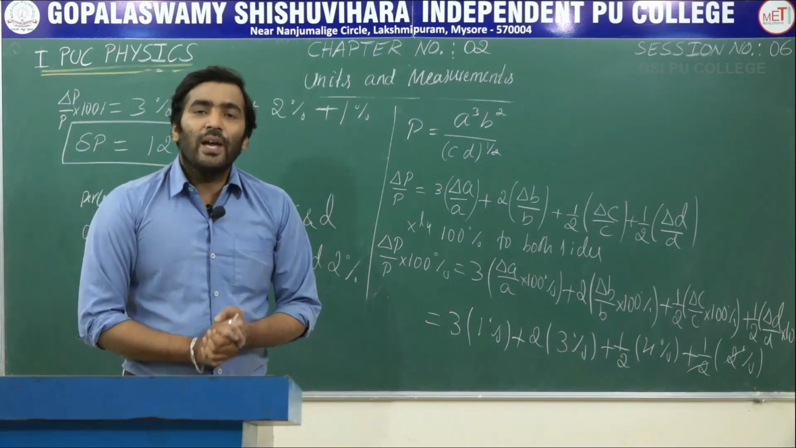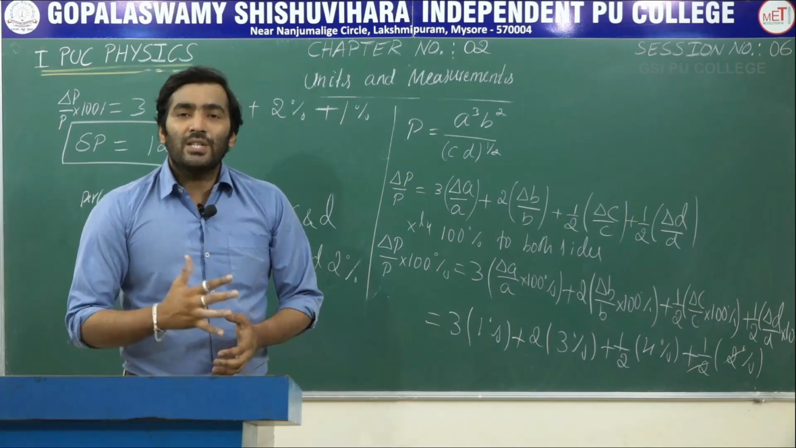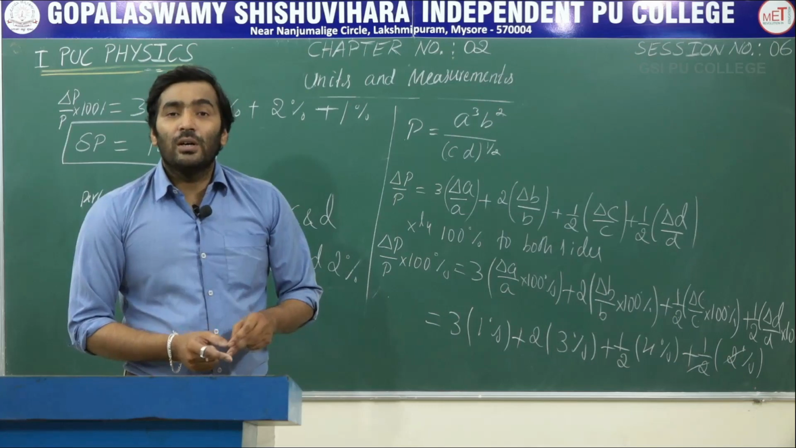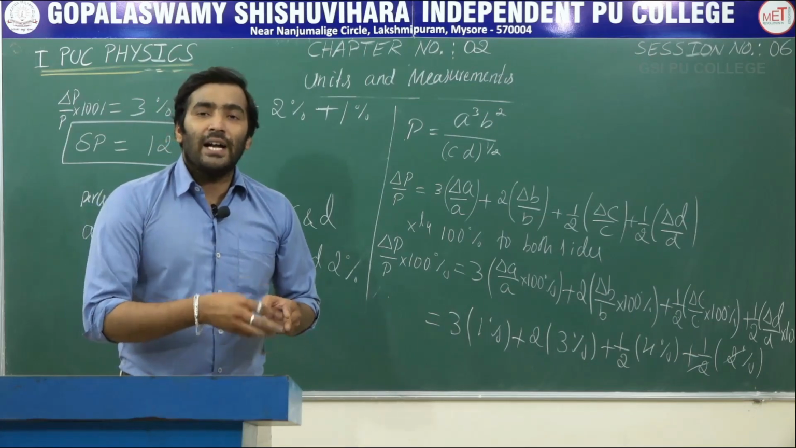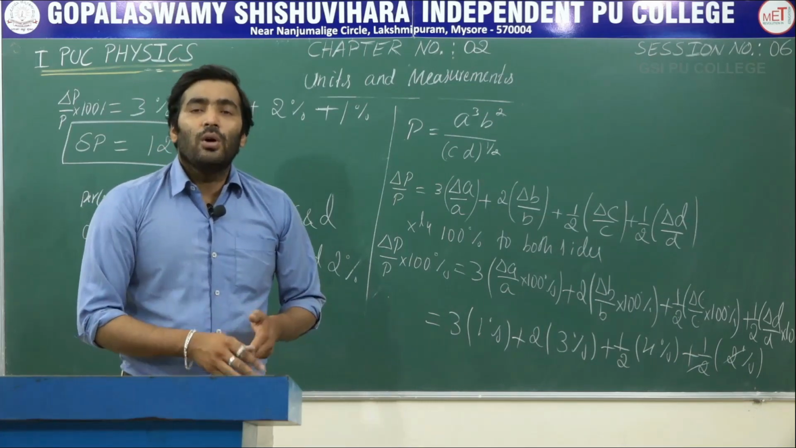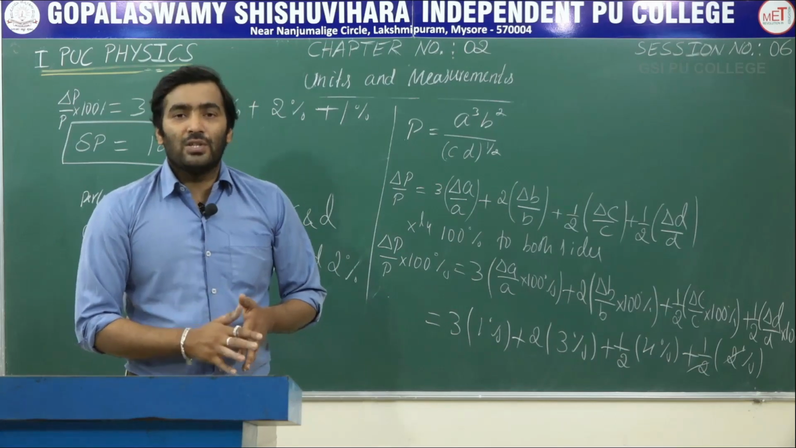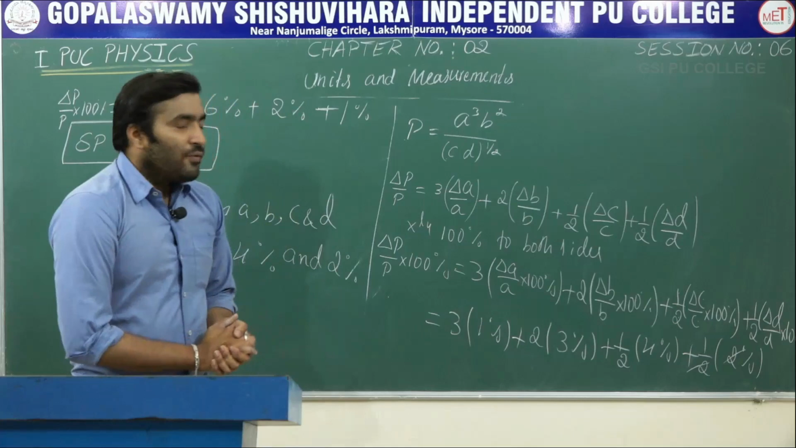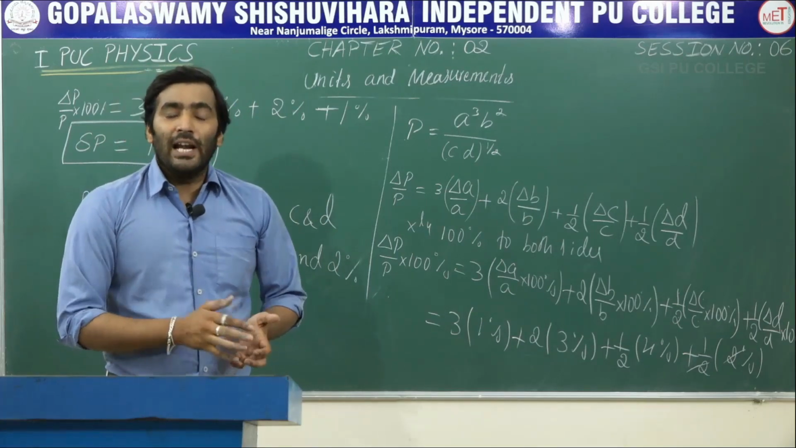So in this session, we have learnt about the combination of errors and also the rules: what happens to the errors when two quantities are added or subtracted, and also product and division. Those rules are studied in this class, and also a few problems related to relative error and percentage error.